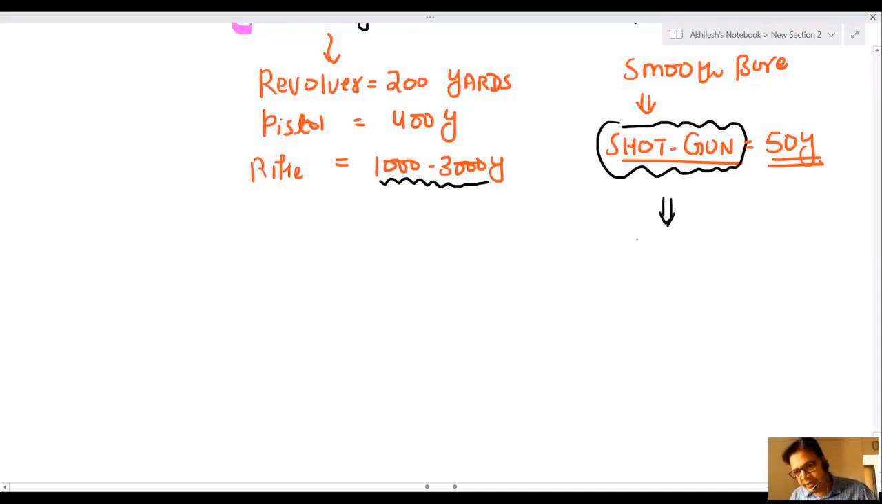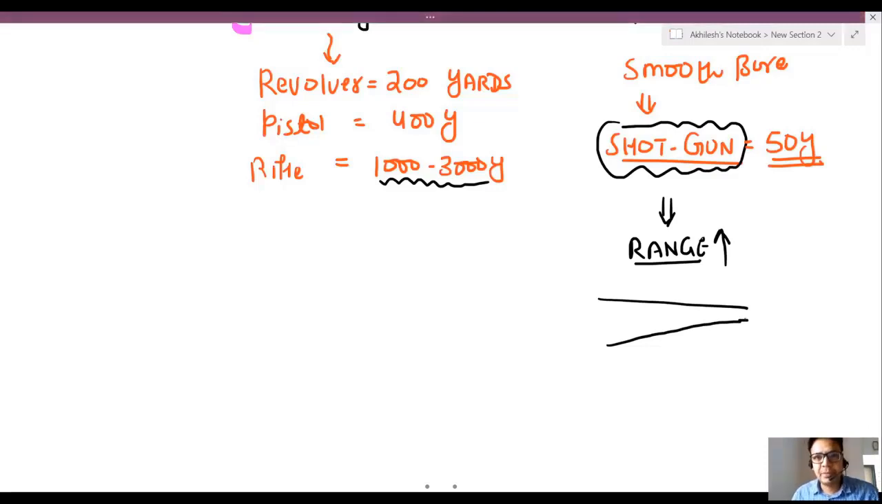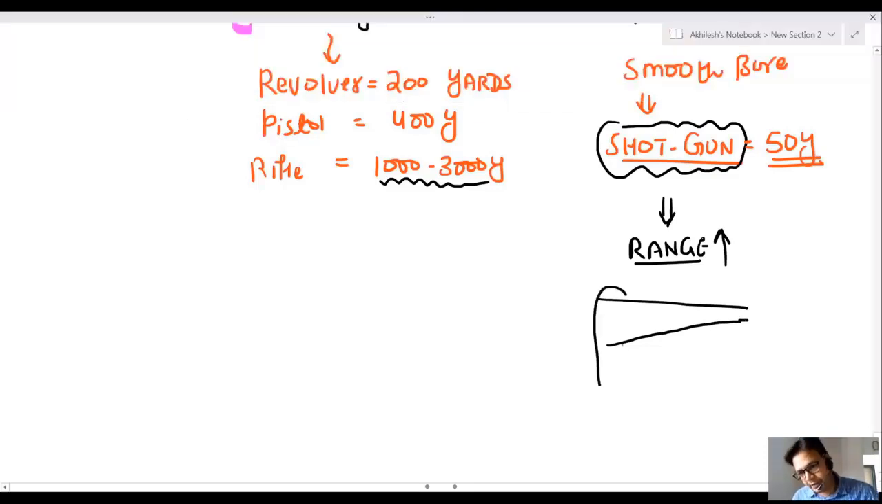How to increase the range of shotgun? We have two mechanisms. First, see, this is barrel of shotgun. First mechanism: the terminal end of the shotgun is constricted, so the pellets are going in a single direction. This phenomenon is known as choking. So this is the first thing by which we can increase the range of shotgun. First is choking, terminal end is constricted.